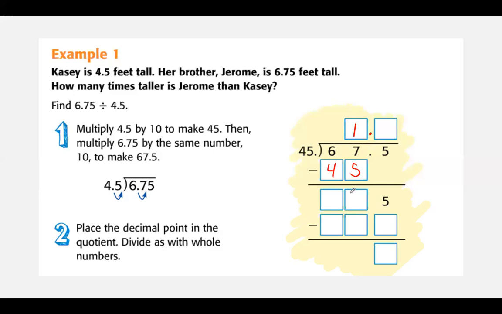7 take away 5 is 2. 6 take away 4 is 2. And then I need to bring down my 5. How many times does 45 go into 225? Well, I'm kind of going to estimate here. I'm going to think, well, that's close to 50. That's close to 200. So I know that it goes in at least 4 times, but I'm going to allow for the little bit of extra here, the bigger number here and the smaller number here. I'm going to guess 5 times.